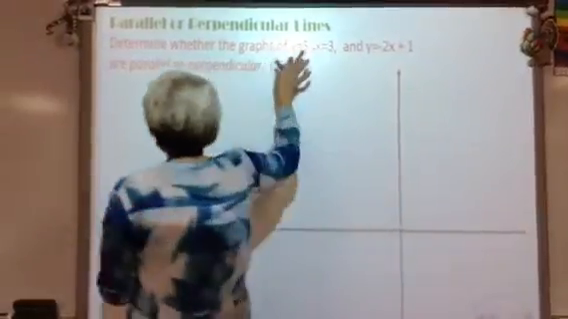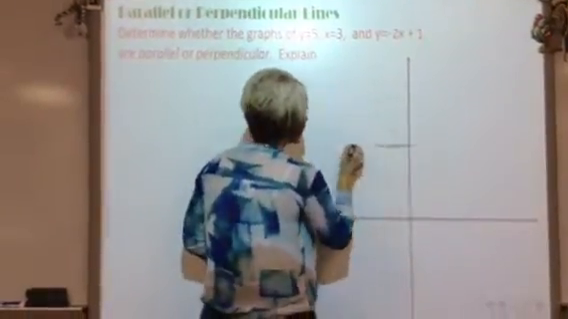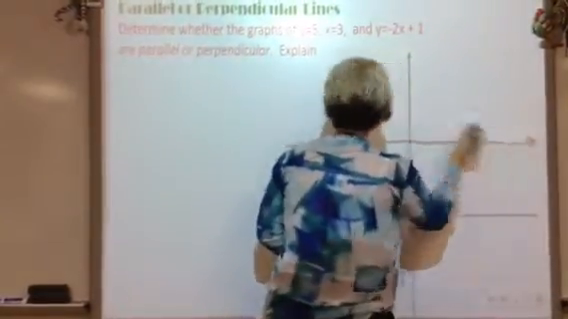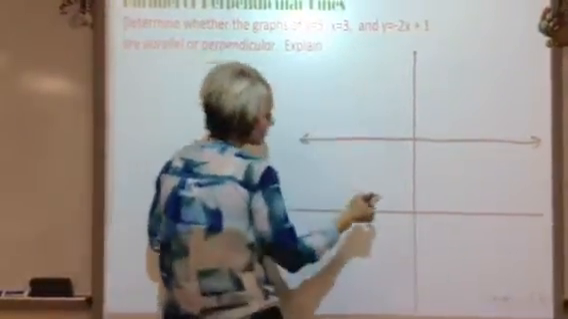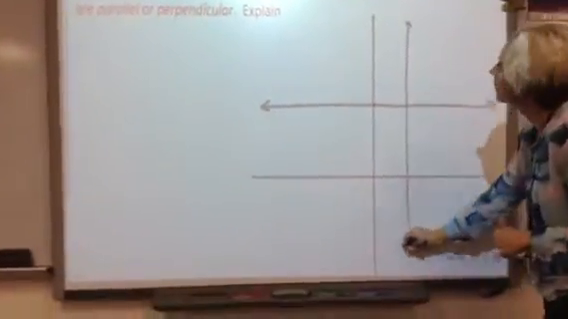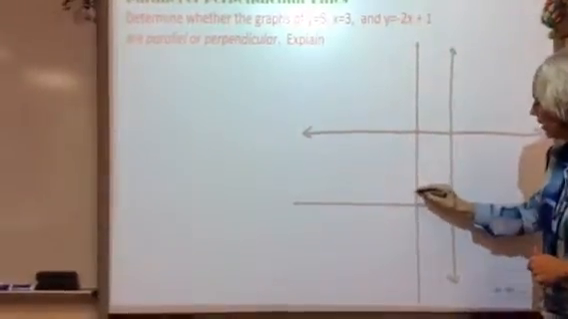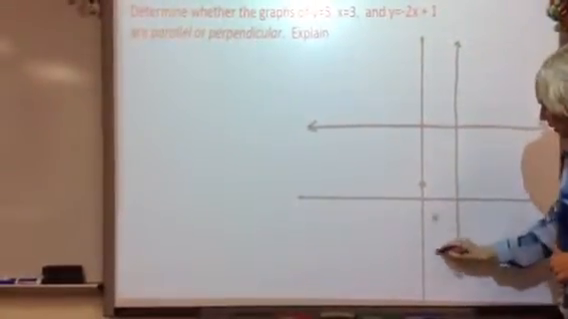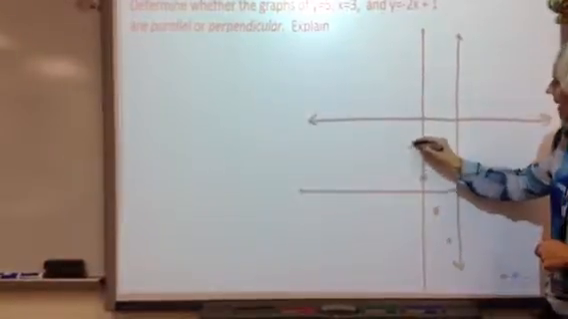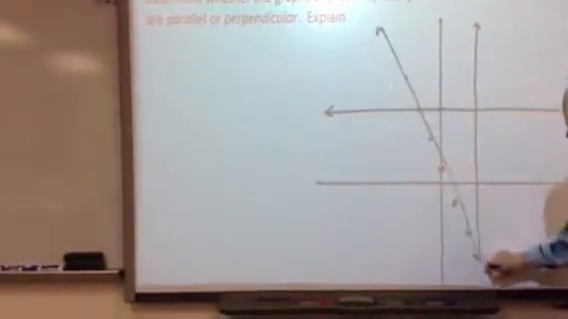Now I have 3 graphs. y = 5, so that's going to be a horizontal line here. And then I have x = 3, that's going to be vertical here. And then I have y = -2x + 1. So 1 is here, and it's going to be a fall 2, run 1. Fall 2, run 1. And if I had a ruler, this would be a lot easier, but I don't have one, so I'm going to do the best I can.